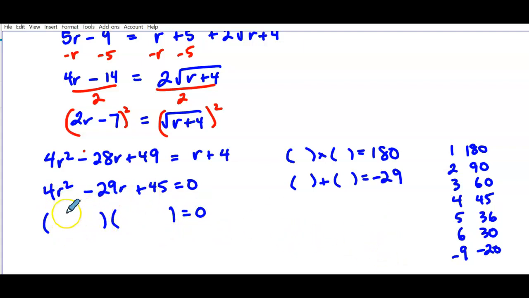So I have to think about, I have to get negative 9r and negative 20r from the outside and inside. So this is my method of trial and error. The only way to get 9, I can't split this up into 2 and 2 because 2 doesn't go into 9. So it's going to have to be 4r and r. And so then my outside would have to give me negative 20, because my insides can't. So negative 20, that means that has to be negative 5, and this would have to be negative 9 in there. So now my solutions are 9/4 and 5, possible solutions.